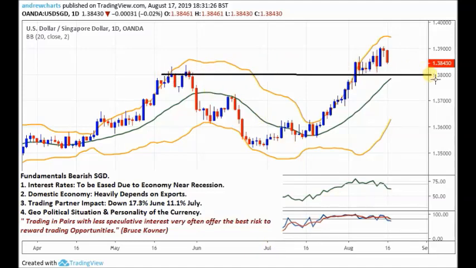138 is good support, and that's good support on the monthly chart as well. 139 is the level we saw on the monthly chart, and if this level gives way, just draw another line in, then I think we'll be off to the upside.